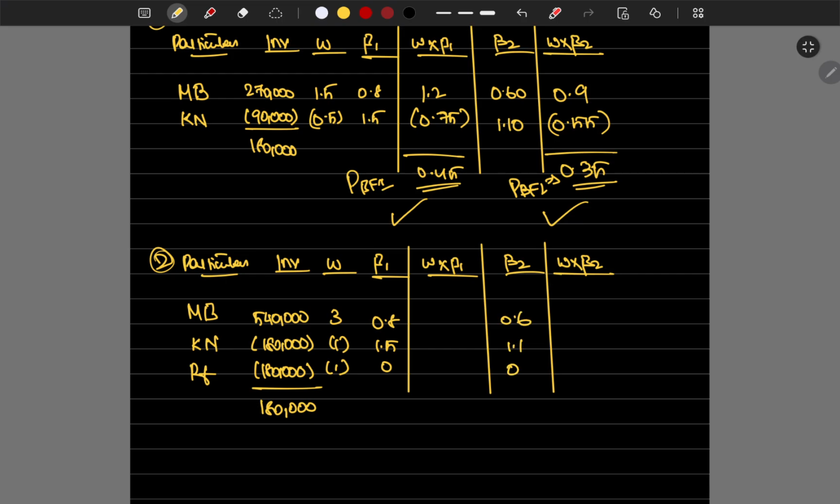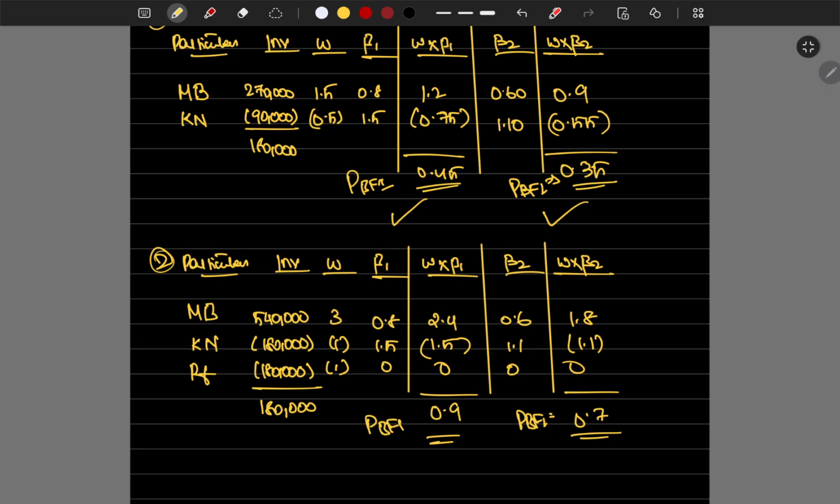0.6, 1.1. Risk-free security is 0, so always 0 only. So weight 3 into 0.8, which is 2.4, 1.5, and then 3 into 0.6, which is 1.8, 1.1. 2.4 minus 1.5, which is 0.9. This is the portfolio beta factor 1. Portfolio beta factor 2 is 1.8 minus 1.1, which is 0.7. So we got the values in this proposition also.